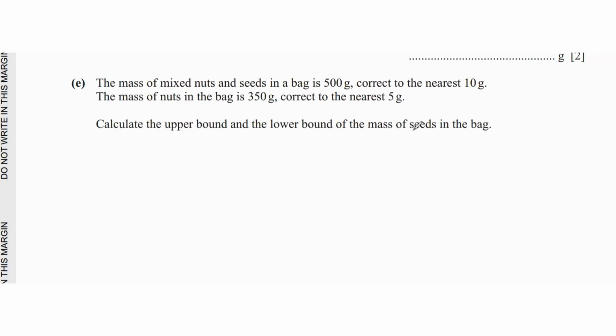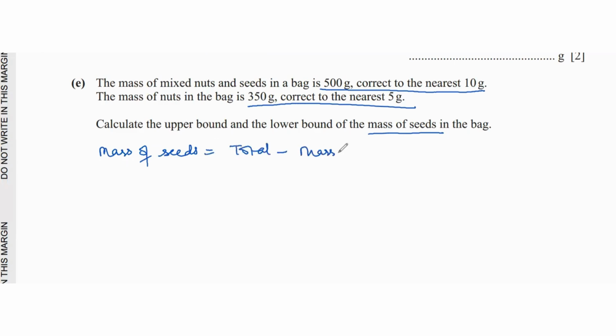So this is basically upper bound and lower bound, as it says in the question. It has just like 2-3 steps. If we understand those steps, you can easily score these marks. So the mass of mixed nuts and seeds is 500 grams, correct to the nearest 10 grams. The mass of nuts is 350 grams, correct to the nearest 5 grams. We're trying to find the upper and lower bound of the mass of seeds. That means for the mass of seeds, it's going to be total minus the mass of nuts.